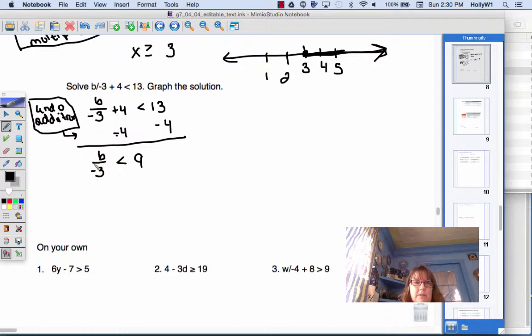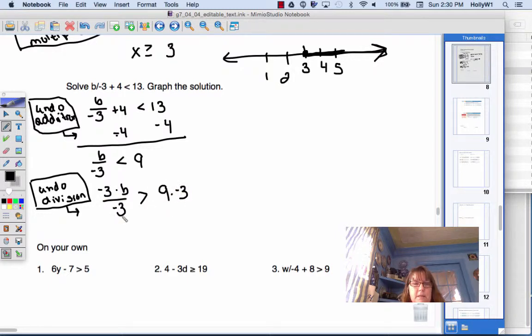So in this case, since this is division, we want to undo the division. And to undo division, we do its opposite, which would be multiplication. So we're going to multiply by a negative 3. Since we multiply by a negative 3, we have to swap this inequality. So it becomes greater than 9 times negative 3. These cancel out, so we end up with b is greater than 9 times negative 3, which is negative 27.